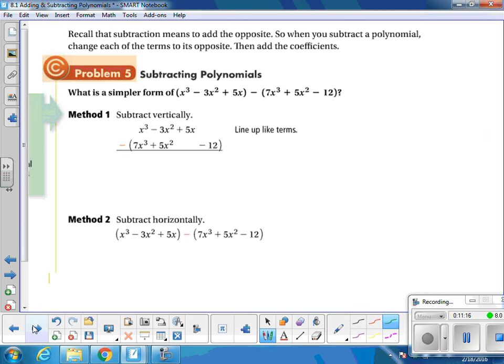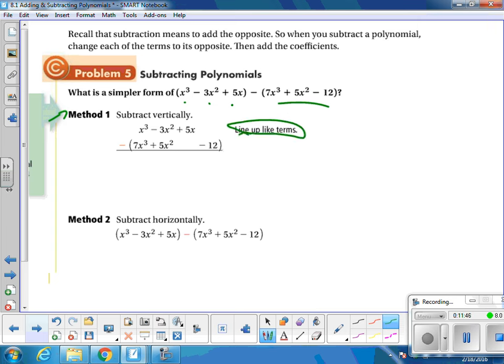Now that we've classified them, we want to be able to subtract them as well. So we want to write this in simpler form. So we've got this one polynomial, and we're subtracting this second polynomial from that one. When we're doing this, it's kind of like adding like terms, but this time we're actually subtracting like terms. So the first method is to stack them vertically. I do like this. You can use either one, whatever helps you. So you want to line up the terms because you want to subtract a term from a term.